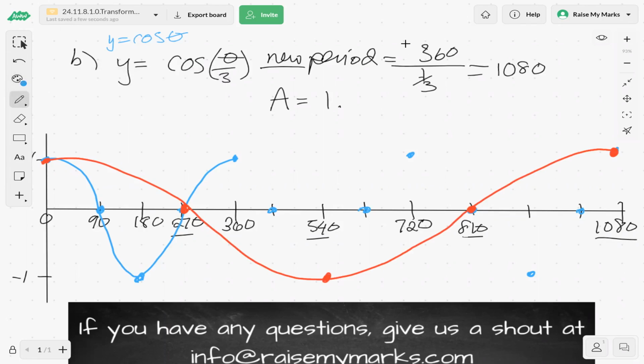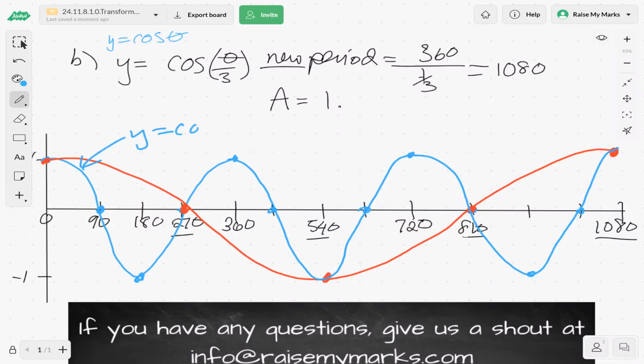So what I'm going to do is finish joining all the blue dots so we can see how many periods, or what it looks like. So our parent function, the blue one, y equals cos theta, we're comparing this to our stretched out function, y equals cos of theta over 3. What a difference. We definitely can see the horizontal stretch.